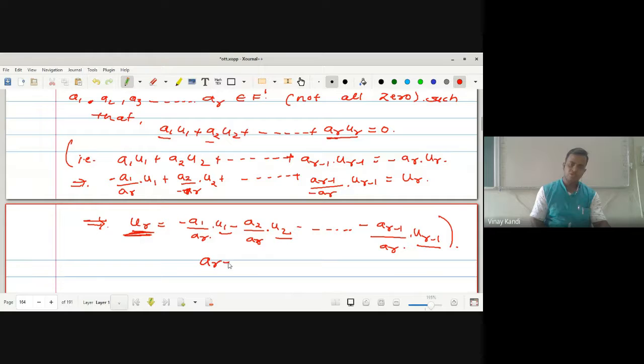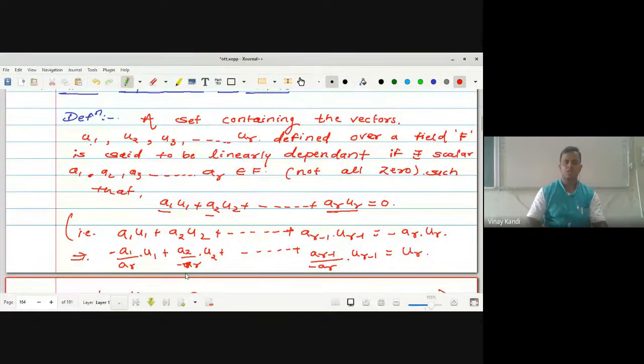Here ar is not equal to zero. If ar is not equal to zero, we can divide. So here a1, a2, up to ar belong to F, not all zero, such that the linear combination is equal to zero. This is the definition of linear dependence of a vector.